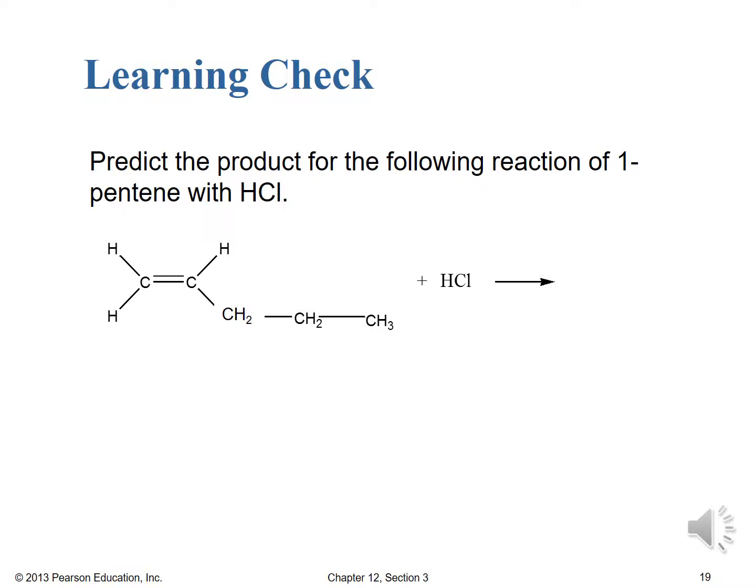Okay, let's follow up with a learning check to see how well you understand Markovnikov's rule. So in this learning check, you're asked to predict the product for the following reaction of 1-pentene with hydrogen chloride. So if you would go ahead and draw the product, again, there's one product that should form and one product that won't form. So please make sure that you think carefully, try to apply Markovnikov's rule, and draw the product of this reaction. Pause the video here and start us back up when you're ready to check that work.